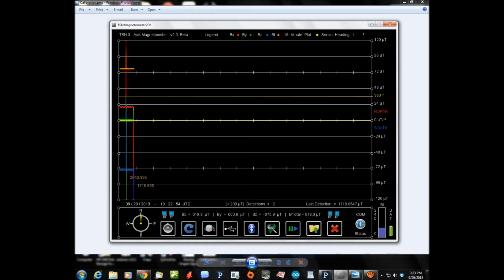And I've noticed the raw data echoes this on the y-axis. Especially when there's a spike, you'll see a jump. If this is due north, BY will be 0.0 if it's exactly at magnetic north. As it pulls towards the east, it goes into positive direction. If it was to pull to the west, it would go into the negative direction.